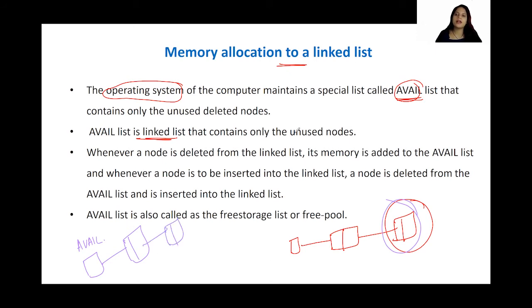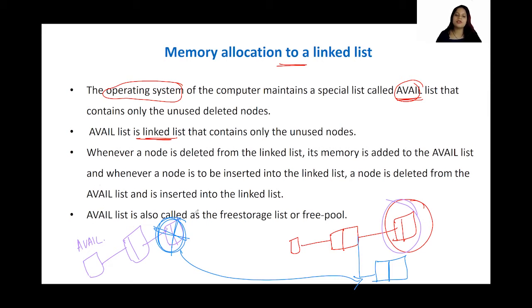Suppose I want to add a node in this particular list. In that case, whenever I am creating a node, what is going to happen is that a node is going to come from here. The operating system deletes these nodes and sends it over here. So it deletes it from this list and adds it to this particular list. That is the speciality of this particular list.